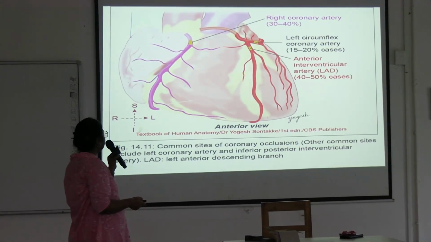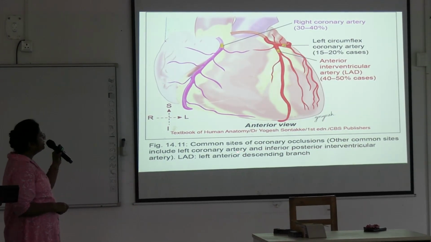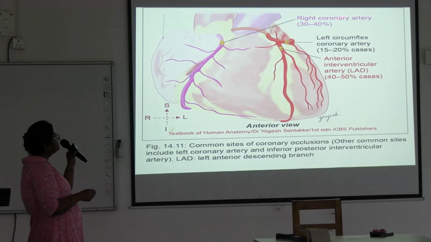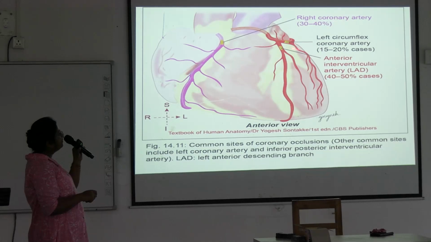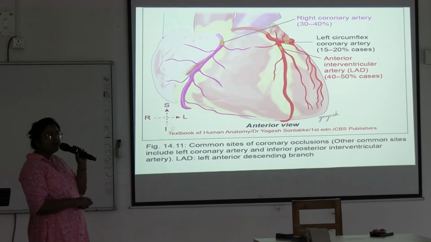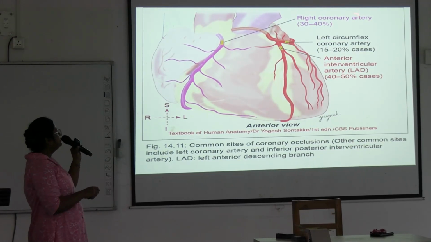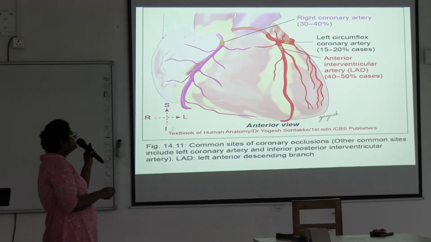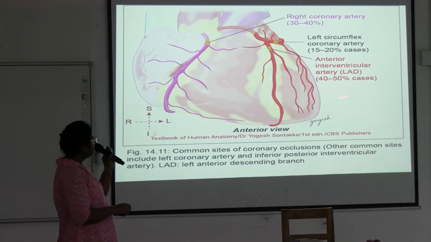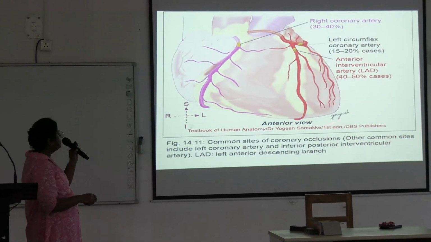Next. These are the common sites of blockage of the coronary arteries. Blockage occurs in the right coronary artery in 30 to 40% of cases. Most common is blockage in the anterior interventricular artery, the left anterior descending, in 40 to 50% of cases, and in 15 to 20% of cases blockage can occur in the left circumflex coronary artery. So these are the three common sites of occlusion of the coronary arteries.